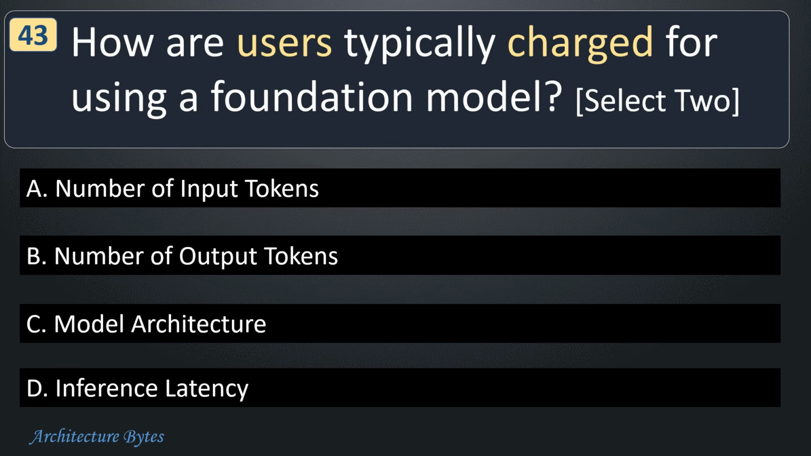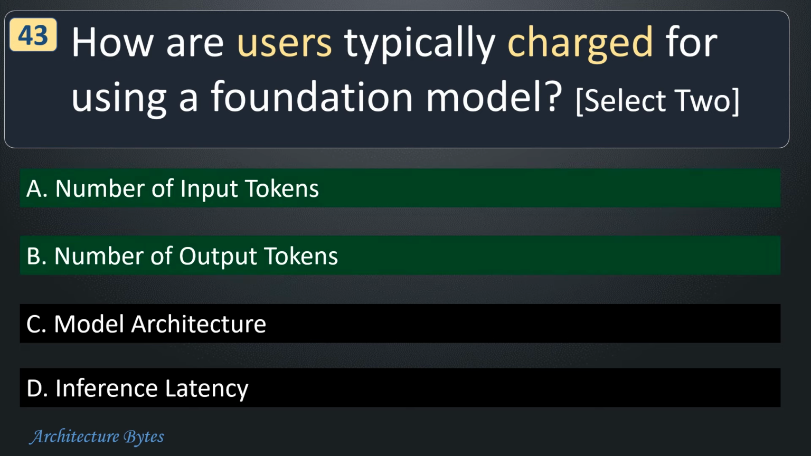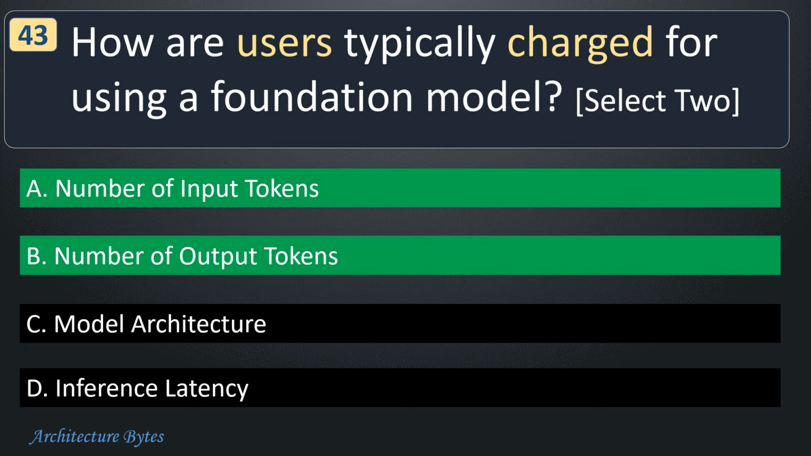How are users typically charged for using a foundation model? Option A, number of input tokens. B, number of output tokens. C, model architecture. Or D, inference latency. Option A and B is the right answer here. Users are generally charged based on the number of tokens processed during input and output in the model's inference process. Model architecture and inference latency are not typically used to charge model users.